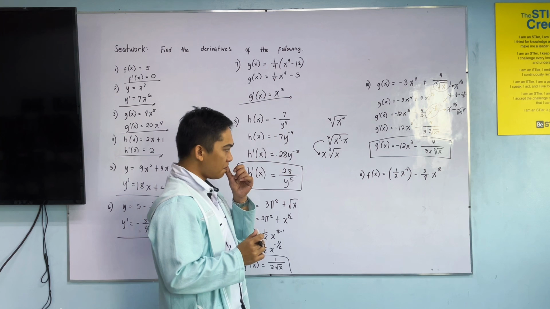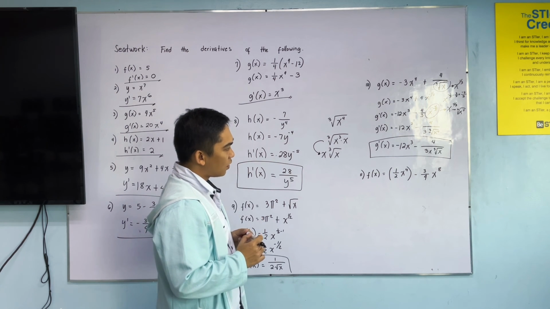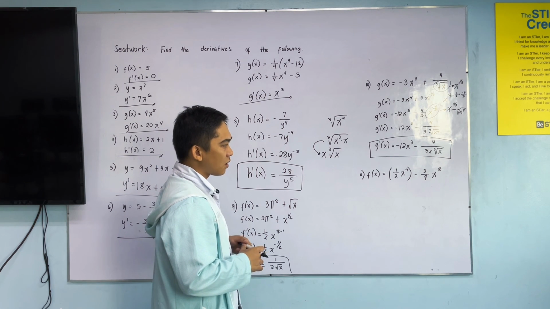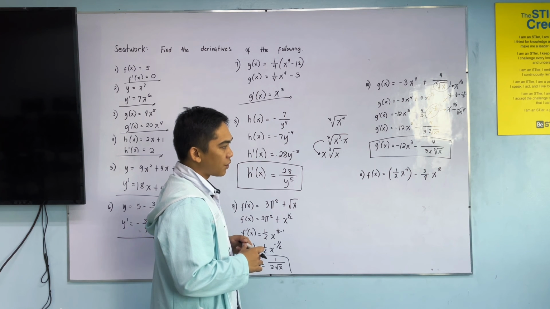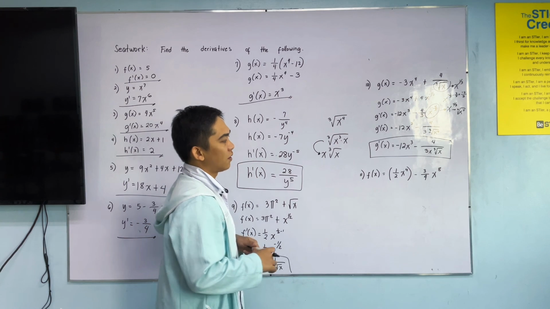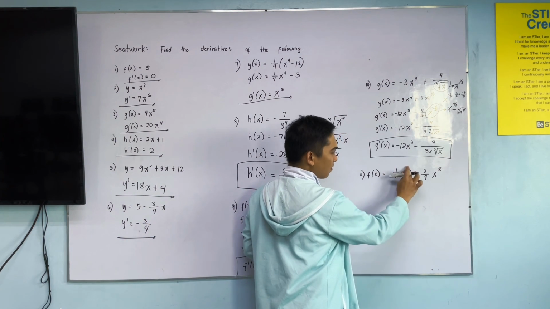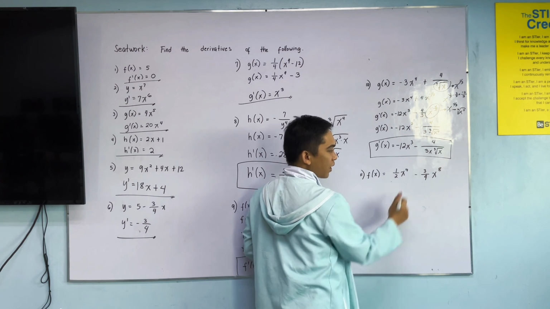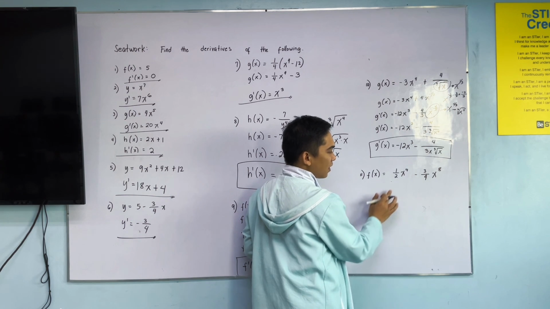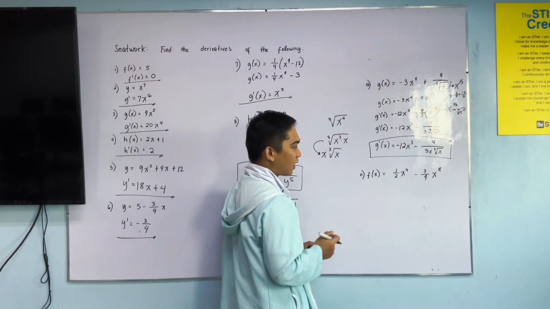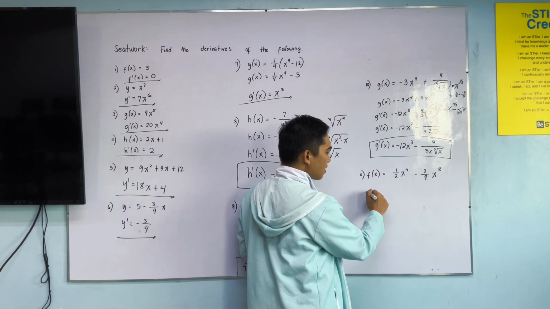And number 11, 1/2 x raised to 4 minus 3 over 4 x raised to 8. So, panggulo lang yung parenthesis, pwede natin i-remove yan, unless meron tayong exponent sa labas ng parenthesis. Now, pwede natin i-apply yung rules natin kasi wala naman tayong radical. So, apply na natin.